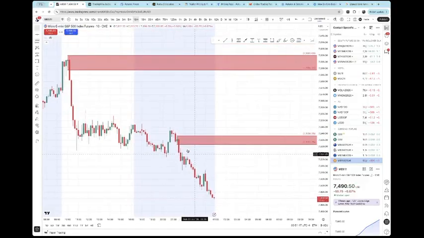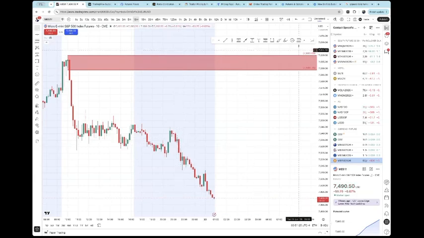Okay, what about this one? First we'll talk about what about this one? The trade I marked over here. Drop, boring drop.